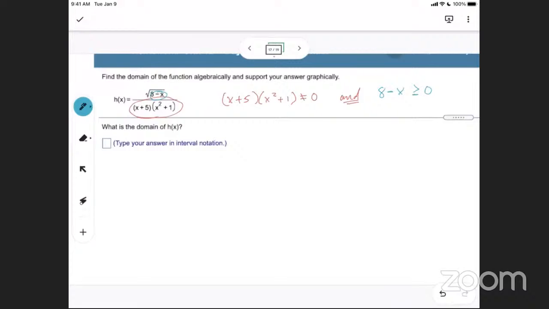Let's solve the blue one first. So to solve the blue one, the easiest way is just to add x to both sides. So we know that x has to be less than or equal to 8. So that's one thing we know. And now let's do the red thing. What was the zero product property again? What can I do? See how I've got this times this equals 0?